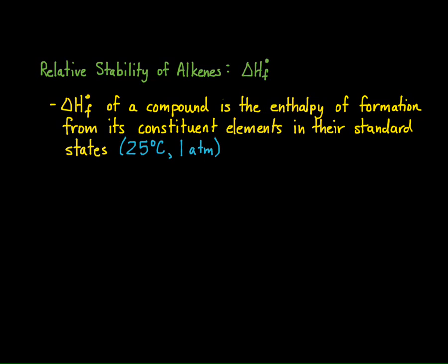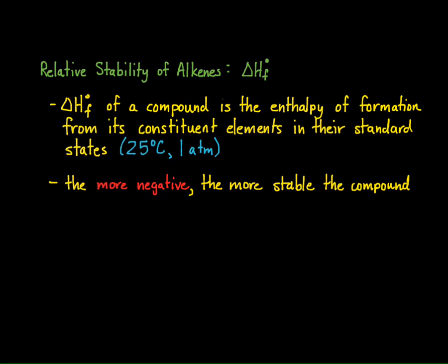So if we recall, again back from general chemistry, our understanding of delta H of formation, we see that the more negative the value is, the more stable the compound. And this is because essentially you're giving off energy, that's why it's negative. It's an exothermic reaction, so you're giving off energy. And the more energy that's given off, the more stable the compound is.